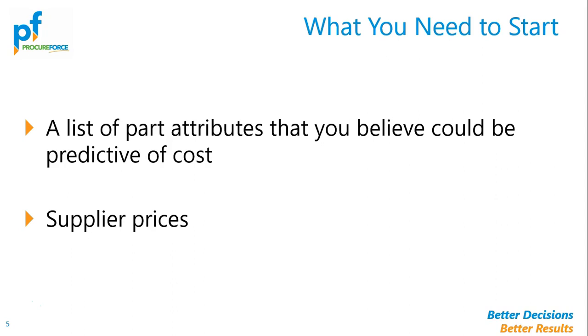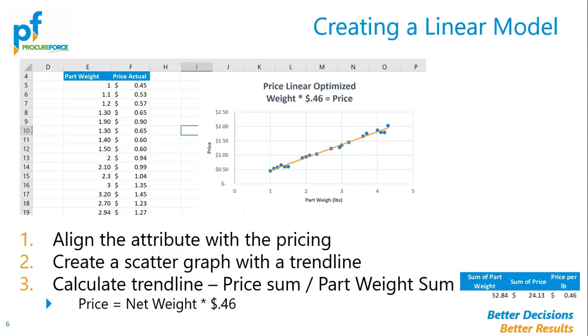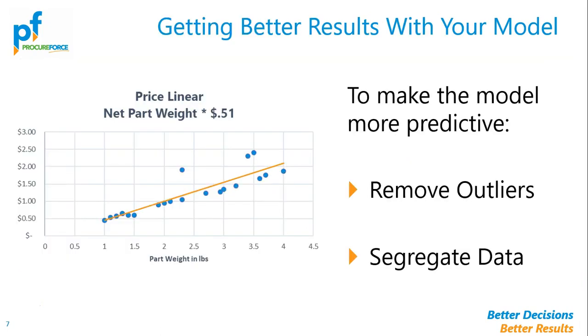To develop a linear model, what you need is a list of part attributes that you believe could be predictive of cost, and of course we need our supplier prices. You take this information, put it into Excel, part weight and actual prices in columns. You use trend line graphing to create a graph, and you've got your answer. Here we've created one, and you can see the orange line is the predictor, part weight times 51 cents, and a number of the blue dots, or prices, are right around the line.